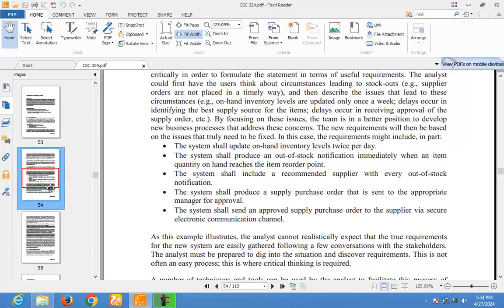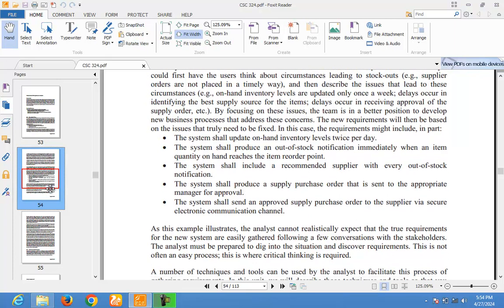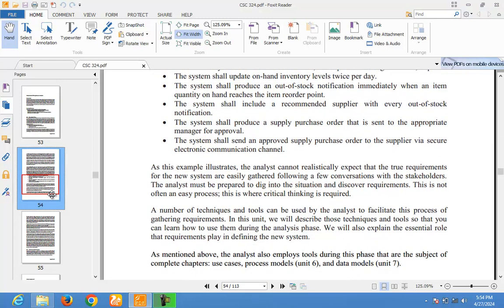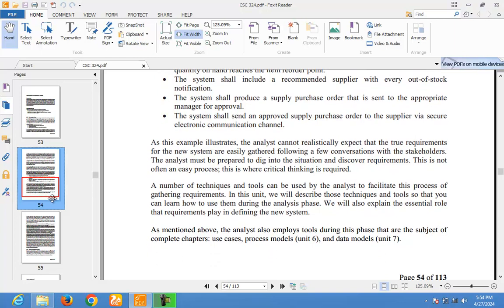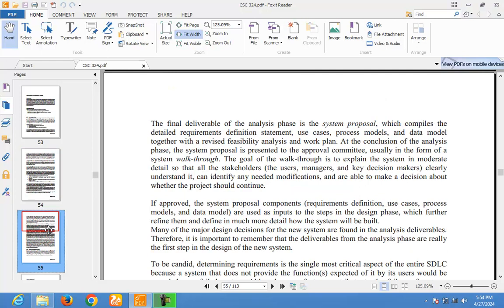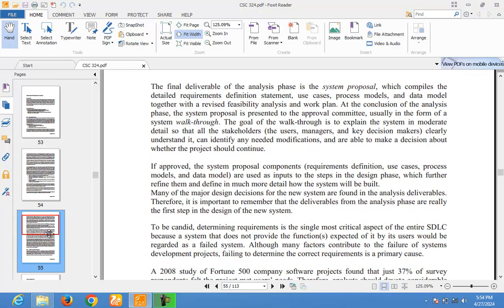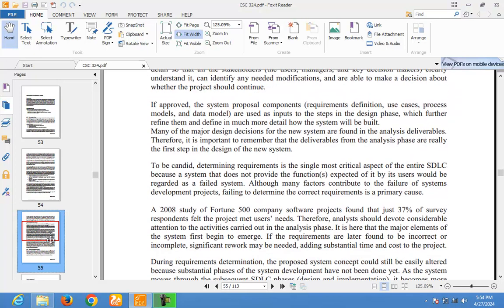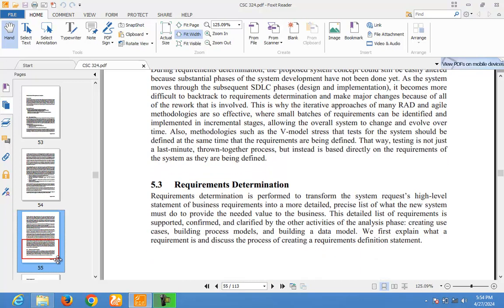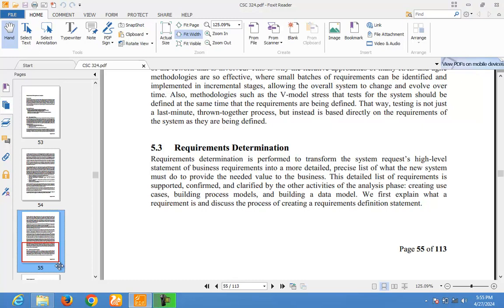Now, the requirement might include that the system needs to be updated twice per day, or produce an out-of-stock notification, or include a recommended supplier, or whatever you felt as an analyst needs to be included in this system. So there are a number of techniques and tools that are essential for that. The final deliverable of the analysis phase is the system proposal, which compiles all those things you have discovered and you felt need to be done and how they should be done. So that is why it's important to understand the system development life cycle phase, especially the requirement analysis.